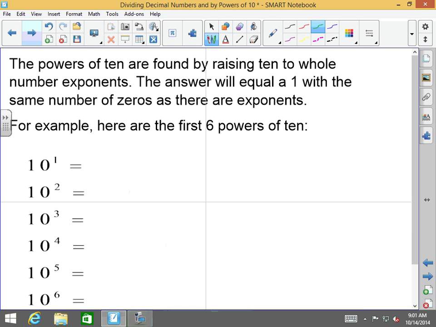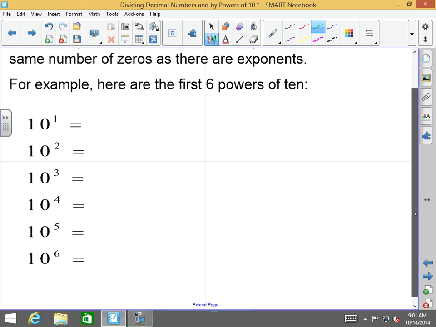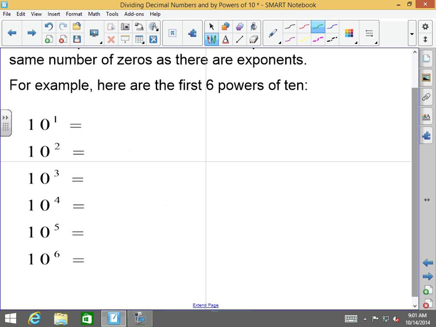Now, the powers of 10. We've already talked about this, but I want to remind you again. I want to make sure you understand what this means. The powers of 10 are found by raising 10 to a whole number exponent. The answer will equal a 1 with the same number of zeros as there are exponents. Okay? So I'm going to give you the first powers of 10, the first 6.